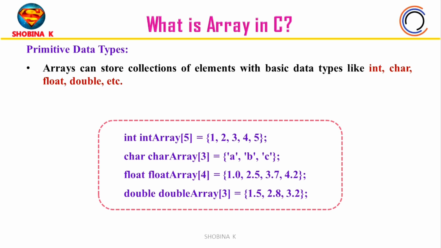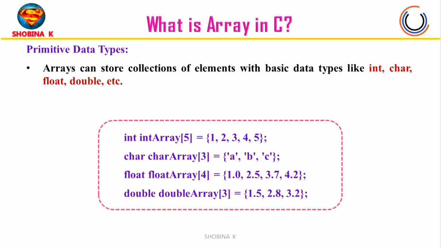Arrays can store collection of elements with basic data types like integer, character, float, double, etc. And here is an example. int intArray[5] declares an integer array named intArray with size of 5. The values within the curly brackets initialize the array with 5 integer values 1, 2, 3, 4, and 5.